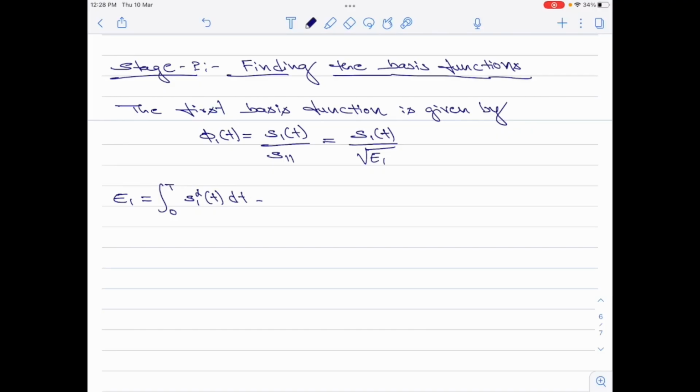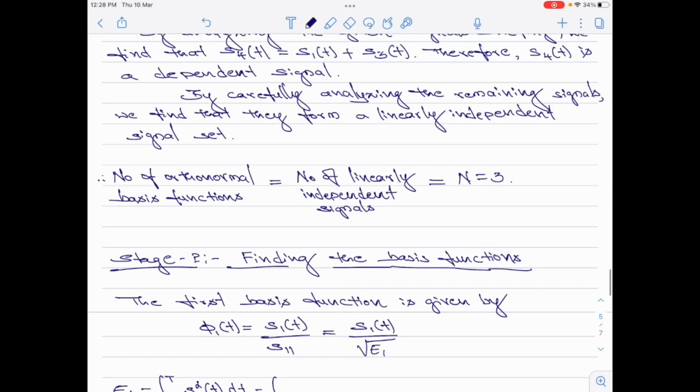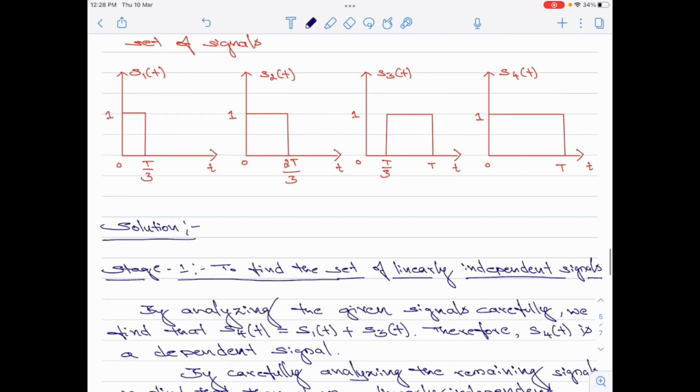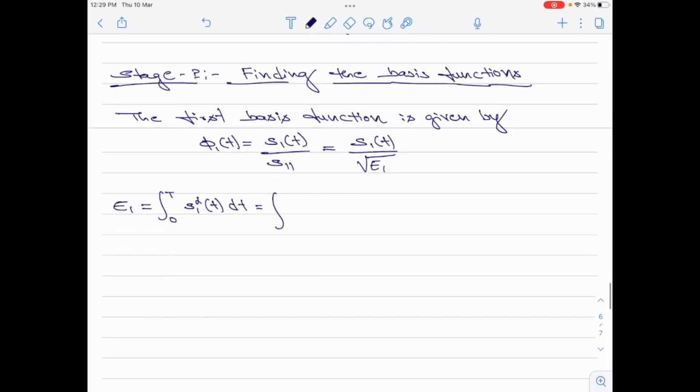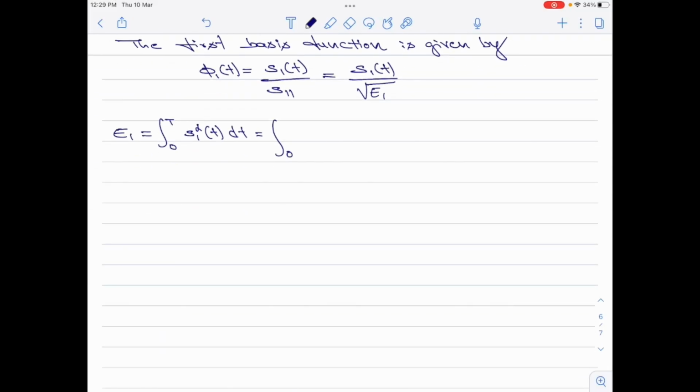This is equal to the integral. Come back and check the interval for S1 of t, it is 0 to T by 3. So, the integral limits are now reduced to 0 to T by 3. The value of S1 of t over that interval is 1. So, it is 1 squared dt. So, this simplifies to T by 3. This is the answer for the energy of signal S1 of t.